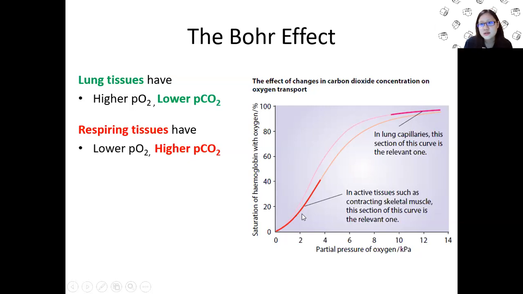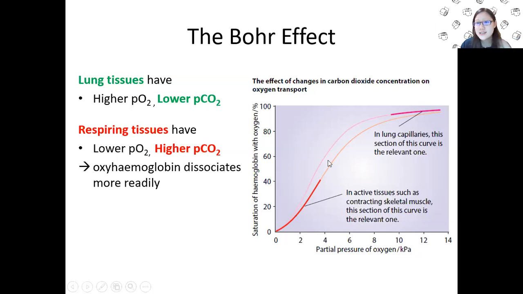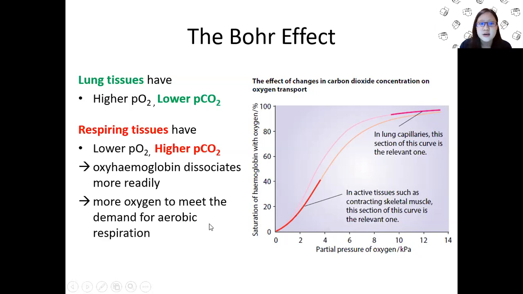So different sections of the curve correspond to different areas with different PCO2 and PO2. Seeing this curve, you realize that oxygen dissociates more readily from hemoglobin at respiring tissues because not only does it have less oxygen, there's also a lot more carbon dioxide. And more oxygen will be released to meet the demand for aerobic respiration. So this is why the Bohr effect is important.